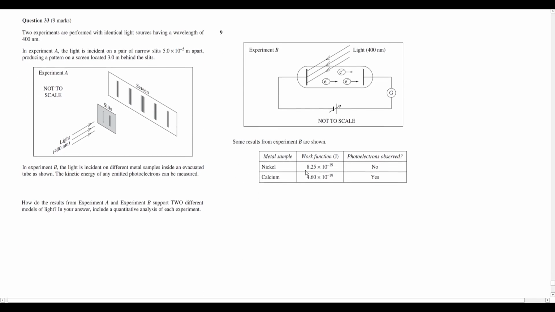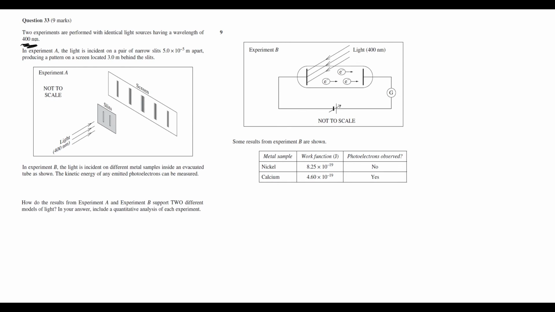Okay, moving on. Question 33. This is a massive one, a massive 9-marker here. Two experiments are performed with identical light sources having a wavelength of 400 nanometers. Okay, so we'll quickly underline that. 400 nanometers.